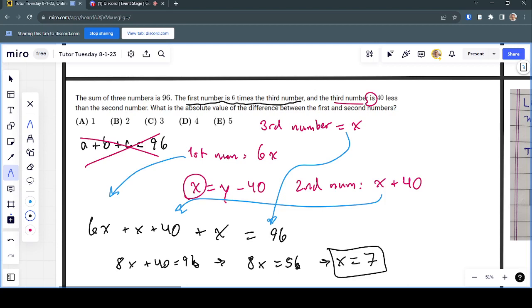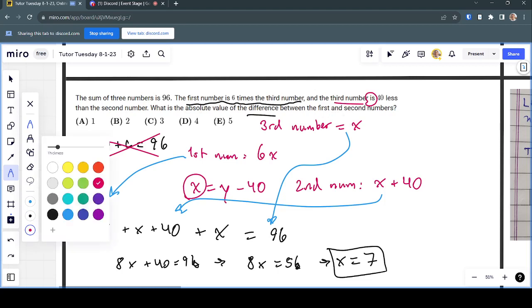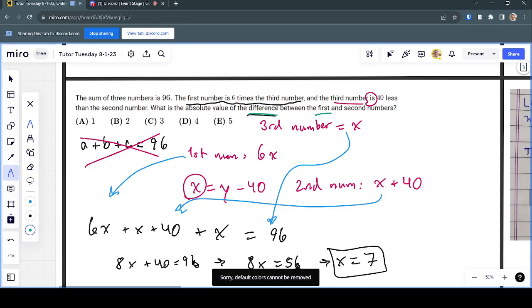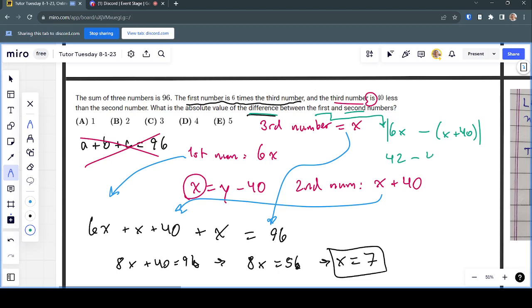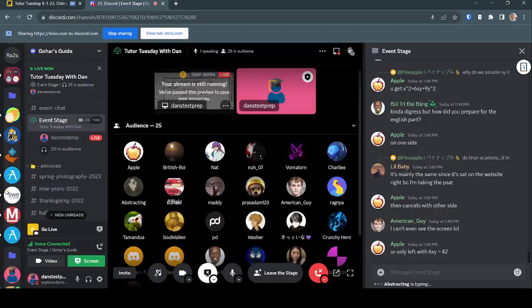And that's not the final answer. We want to get the difference between the first and the second numbers. Let me do that in green. Difference between the first and the second numbers. Well, the first one is just 6x. The second one is x plus 40. So that would be 42 minus 47. And the absolute value of that is going to be 5. So the answer for this one should be E.